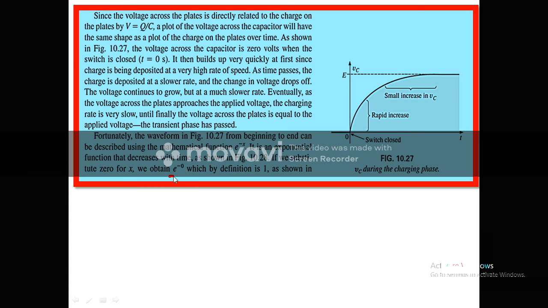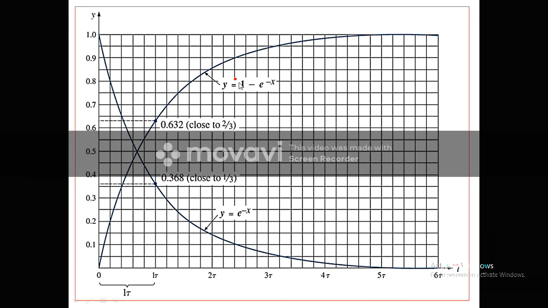Here x is equal to t, so it means e raised to the power minus t. At start t is equal to 0, so e raised to the power 0 means 1. Here they show the different curves for e raised to the power minus x and 1 minus e raised to the power minus x, and these curves reveal that e raised to the power minus x and 1 minus e raised to the power minus x are the reciprocal of each other.